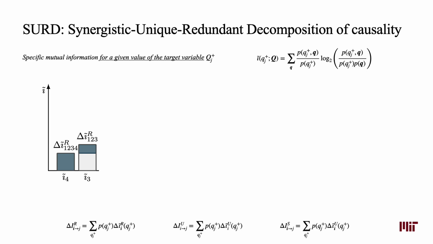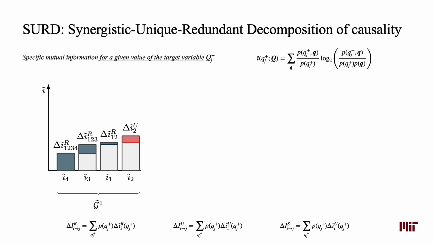Next, we calculate the specific mutual information for variable Q3, which has the second smallest specific mutual information among the individual variables. The difference between this value and the previously computed specific mutual information from Q4 represents the incremental information contributed specifically by Q3. This increment highlights the redundant causality shared among Q1, Q2, and Q3 about the target variable.